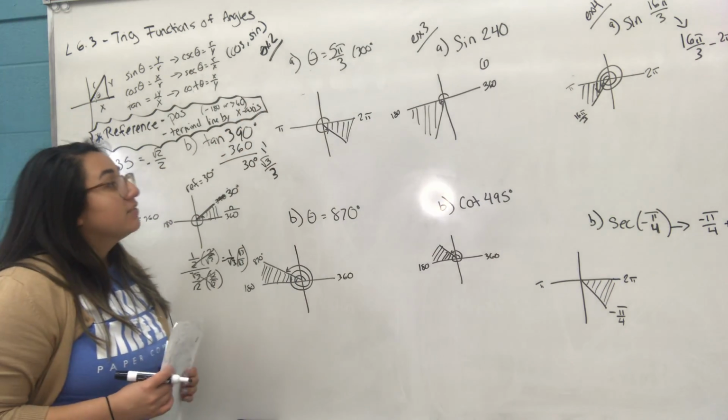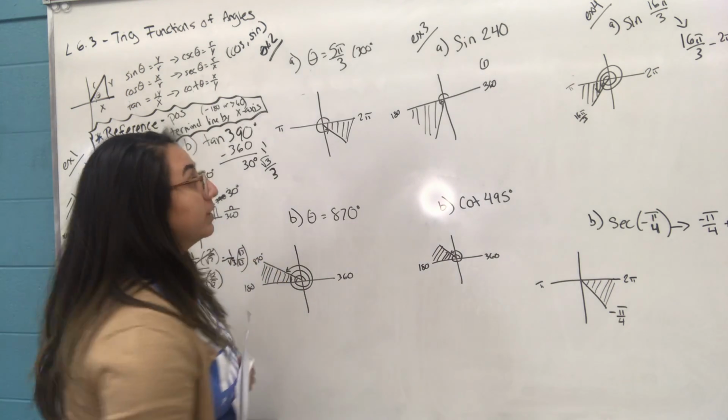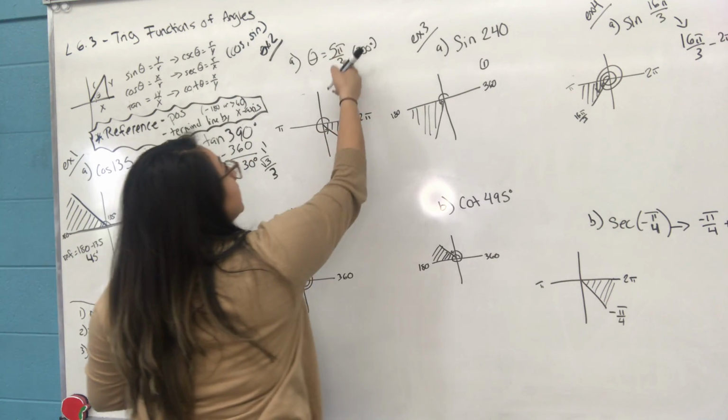Now we have this. Whenever you have everything in terms of radians, you want to keep it in radians, and that's what I refer to in your homework. So here we have 5π over 3.